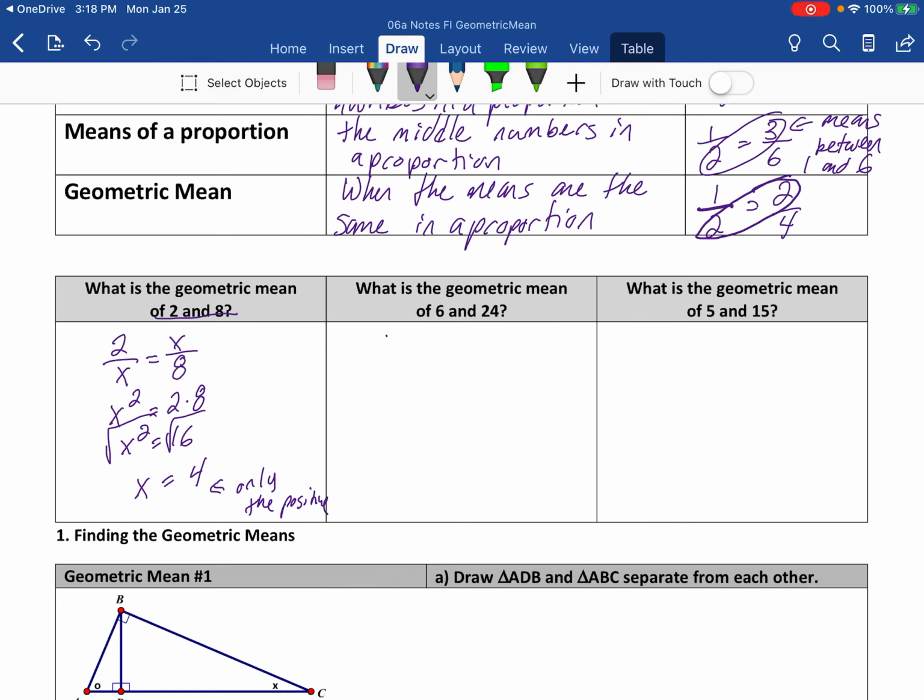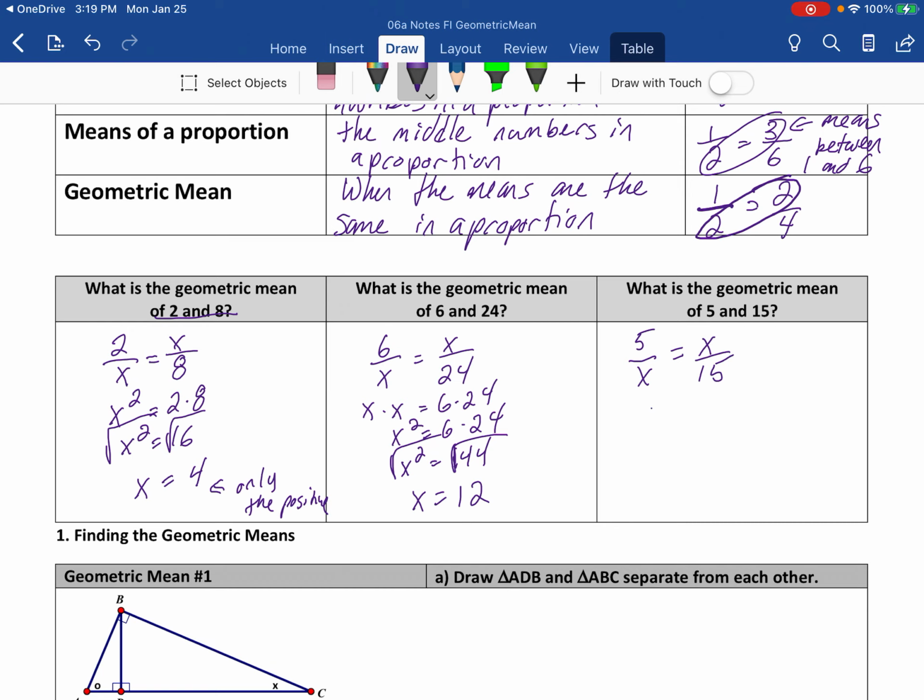My next one, I just do 6 over x equals x over 24. So I cross multiply, x times x, of course, so x times x equals 6 times 24. X squared equals 6 times 24. X squared is equal to 144. I take the square root, take only the positive root, x is equal to 12. And then my very last one, 5 over x is equal to x over 15. So x squared is equal to 5 times 15. X squared is equal to 75.